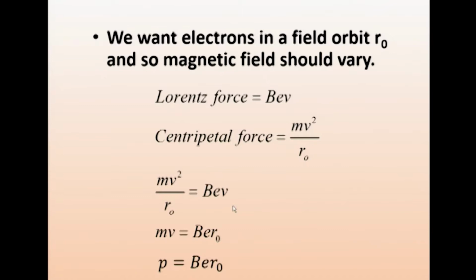mv squared by r naught equal to BeV. And we are just cancelling this one V. So, we are getting mv equal to Ber naught. Now, this mv is nothing but m into v, which is momentum p. So, we are just writing momentum p equal to Ber naught. So, we have come up to this.